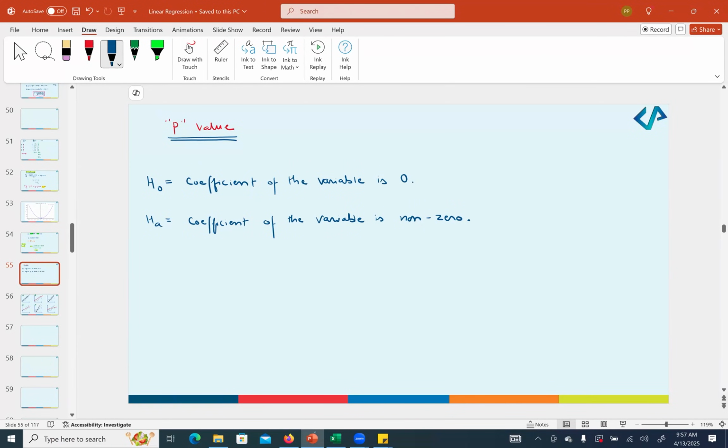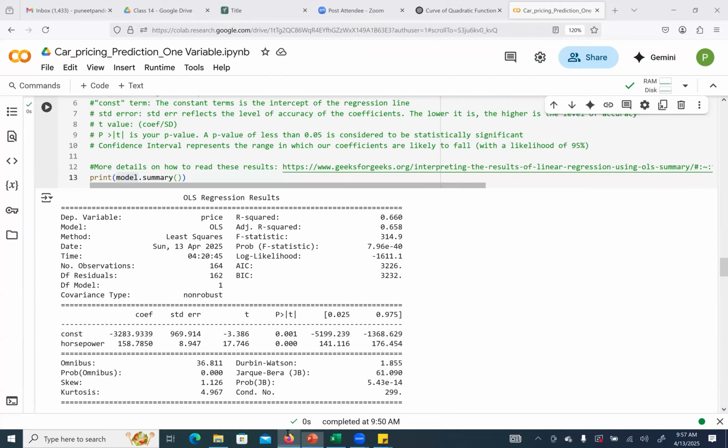Sir, is it that the coefficient of the variable is 0 or 1? 0. Okay. Coefficient is what? Coefficient is this, right? This is the coefficient.